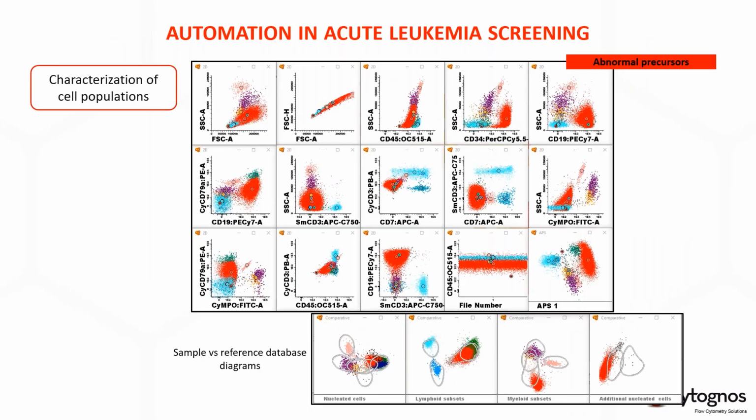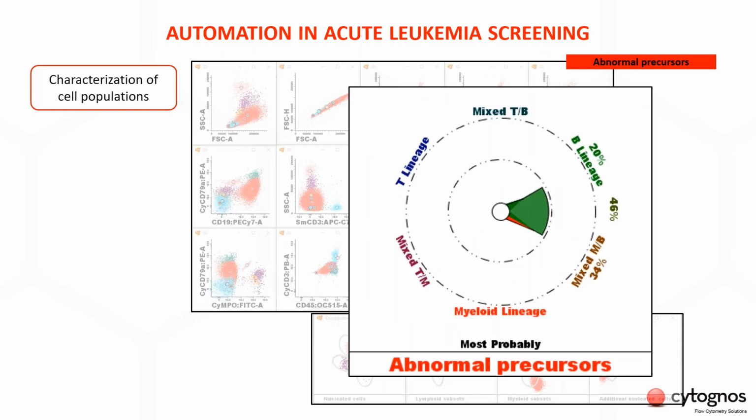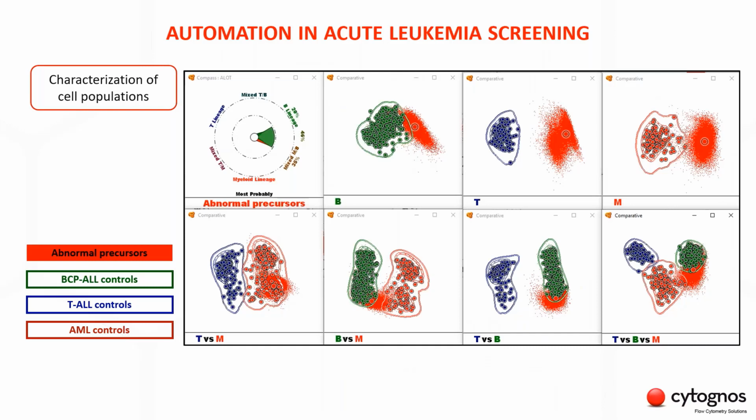Okay, so let's see an example of automation in acute leukemia screening. We get here all the cell subsets from our sample identified and characterized. We get a compass diagram showing the cell lineage, I mean the B, T or myeloid, that the aberrant cells are more likely to belong to. This is done through a multiparametric comparison of your sample versus the reference database containing B in green, T in blue, and myeloid leukemia cells in red.